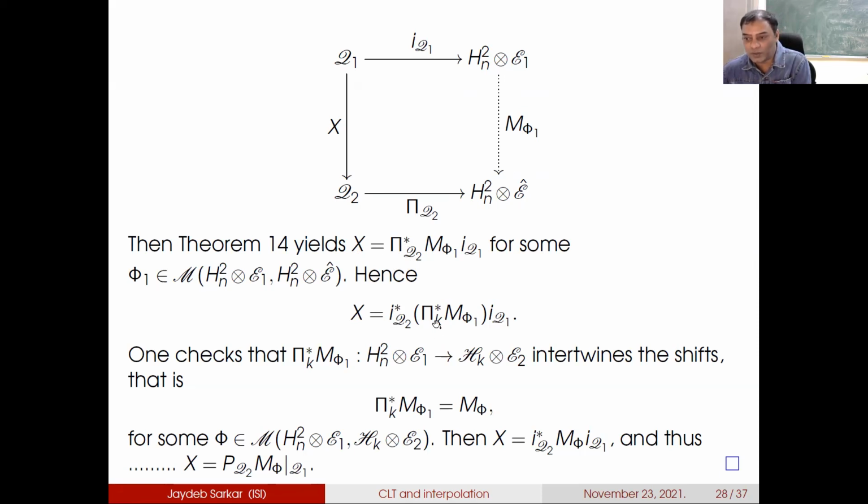And you focus on this part, pi k star M phi1. And then you look at pi k star M phi1, which is a map from H2N to HK with corresponding coefficient spaces. And then you realize that it intertwines the shift. And if it intertwines the shift, then it is going to be a multiplier. And again, some routine work would give you that your X is nothing but the M phi restricted on Q1 and projected back on Q2.